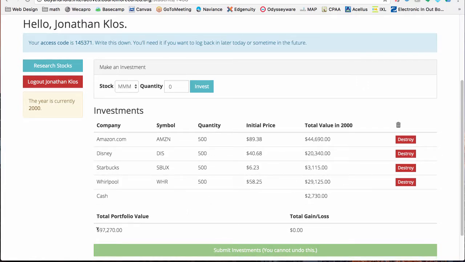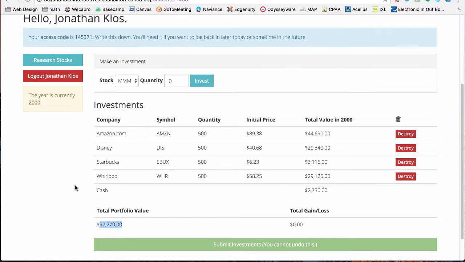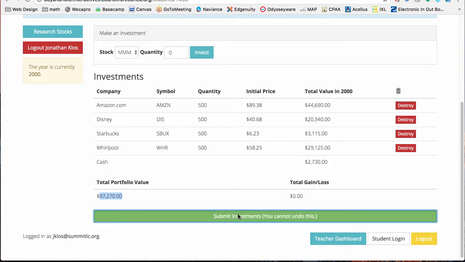All right, so there's our total portfolio value. We've invested $97,270. We invested it in some companies we knew, right? Amazon, Disney, Starbucks, Whirlpool, and we saved a little bit just for cash. All right, we're going to submit our investments.